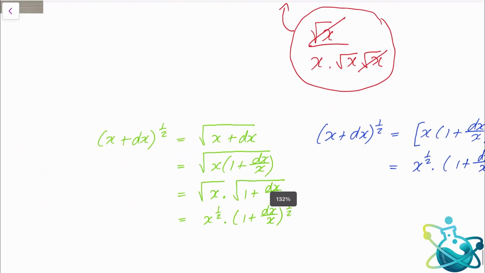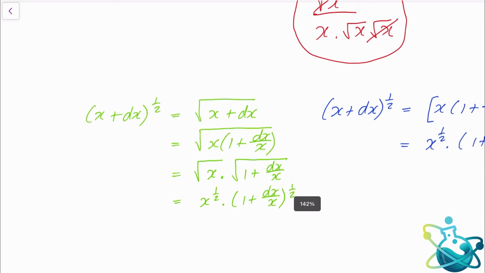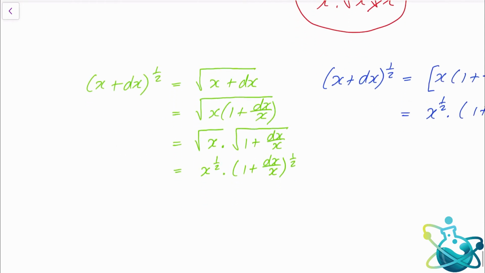You can do it two ways. You can make anything to the power of half. Okay, so if you start with this, you want to factorize this. Anything to the power of half, you can put it as a square root. Okay, this is a square root. And then you can factorize inside the square root.